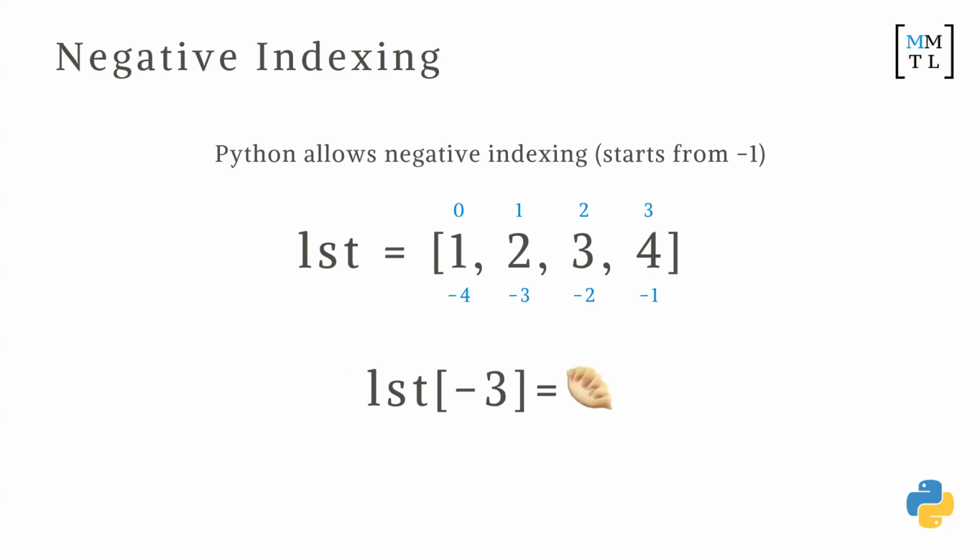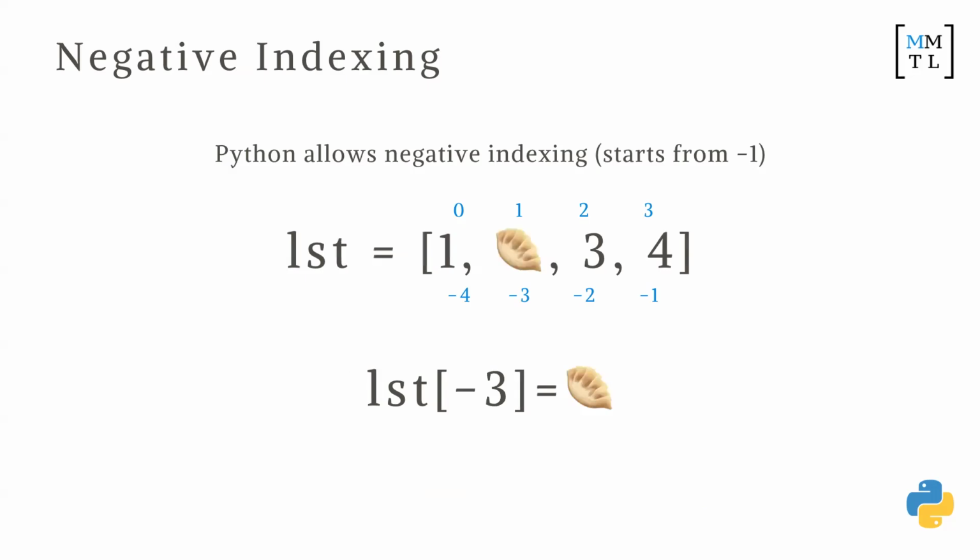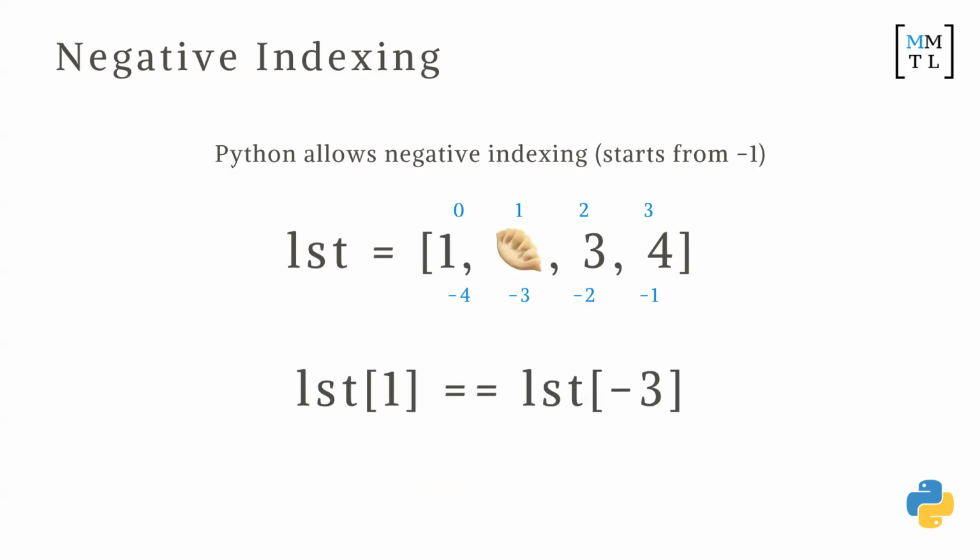If now we change this -3 to dumpling, which value will change? 2, perfect. The switch is done. All right. Now, what if I write something like this? What would it evaluate to?